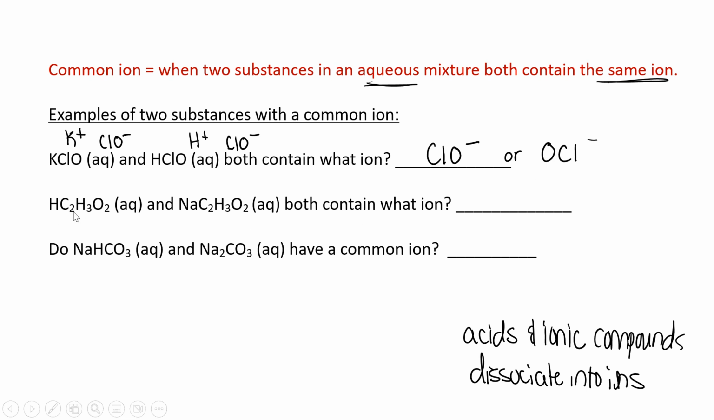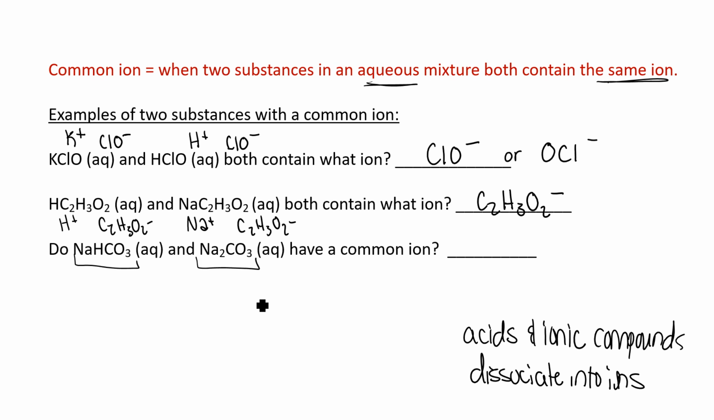Okay, let's take a look at another one. This is HC2H3O2 and NaC2H3O2. When they dissolve in water, they're going to split up and form these ions, the hydrogen ion, the sodium ion, and then they both contain the acetate ion, C2H3O2-. So they have an ion in common. And let's look at this last example.